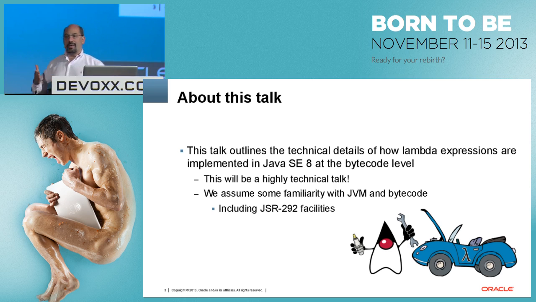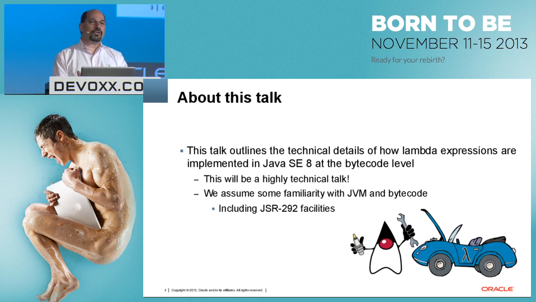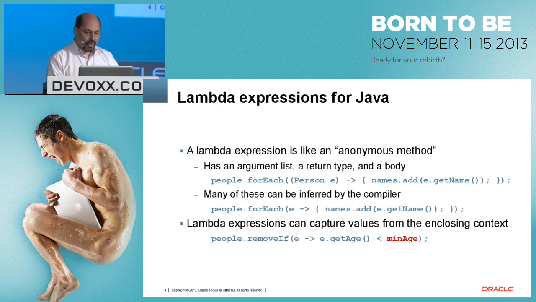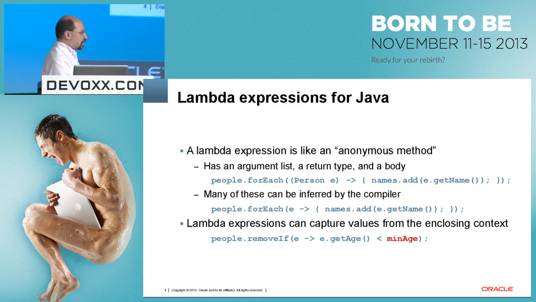So I'm going to show a lot of bytecode on the screen. I'm going to talk a lot about how this interacts with the invokedynamic facility that was added in Java 7. And at the end, I'll give some performance numbers about where we are performance-wise right now. Okay, so I'll do just a quick recap of what Lambdas look like in the language, just so everybody's on the same page with the syntax.